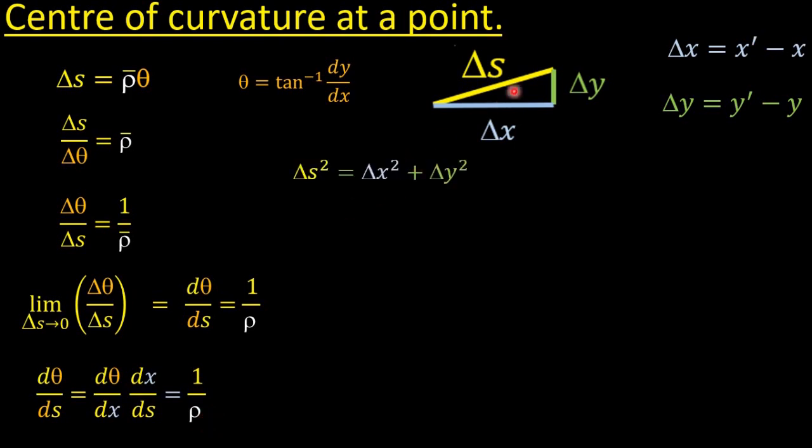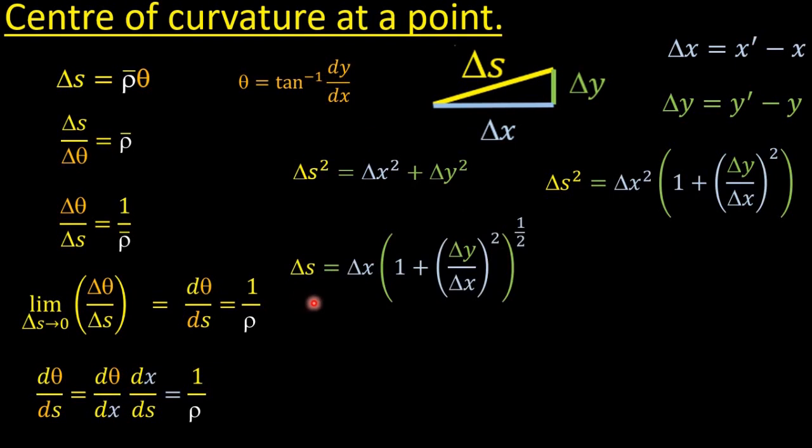And now if I take this triangle here and apply Pythagoras to that, I can say delta s squared equals delta x squared plus delta y squared. And then I can rewrite that like this. If I expand this bracket here, if I do delta x squared times 1, I'm just going to get delta x squared. And then if I do delta x squared times delta y by delta x squared, the delta x squared will cancel out, leaving delta y squared. Okay, so I've just rewritten this expression like this.